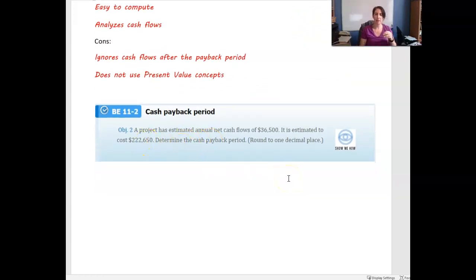So here we go. Project has estimated annual net cash flows of $36,500. Its estimated cost is $222,650. How long is it going to take us to get that money back? Well, the equipment is $222,650 divided by $36,500. You do the math, 6.1 years. That's how long it's going to take us to pay us back. Okay, so it's that simple. It doesn't need to be more complicated than that. It's a simple little calculation.